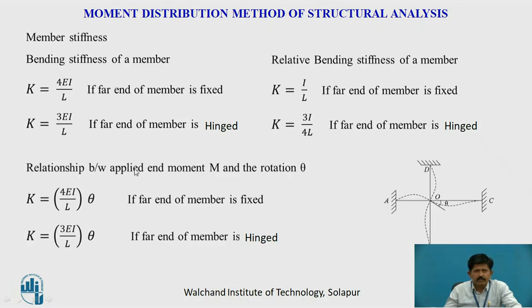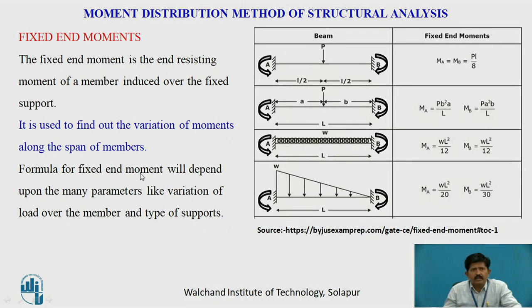Now, the relationship between applied end moment M and the rotation theta: if the far end of the member is fixed, then M is equal to 4EI upon L into theta, whereas if the far end of the member is hinged, M is equal to 3EI upon L into theta. Now, we require the fixed end moments, and we have to distribute the fixed end moments according to their stiffness. So, we should know what the fixed end moments will be.